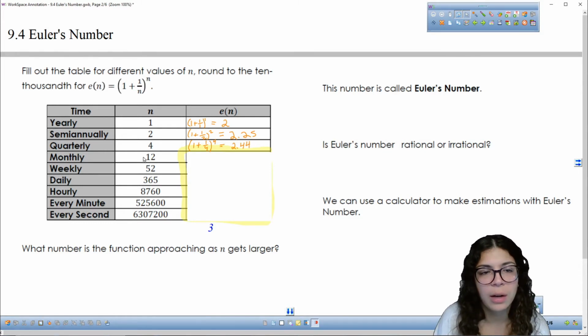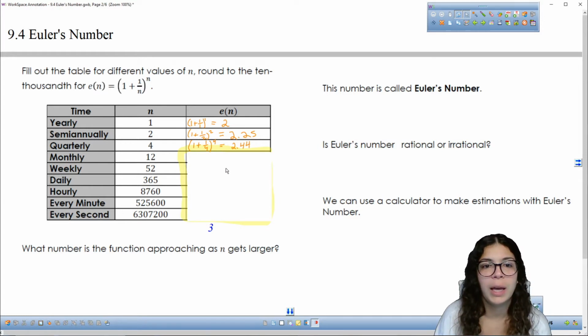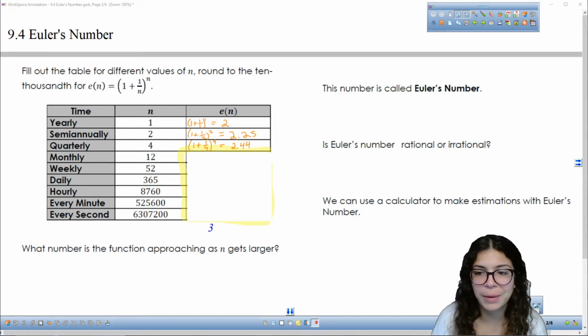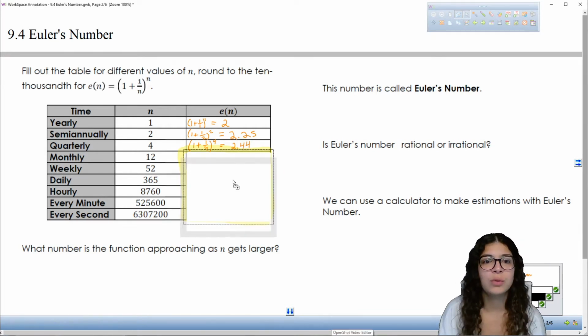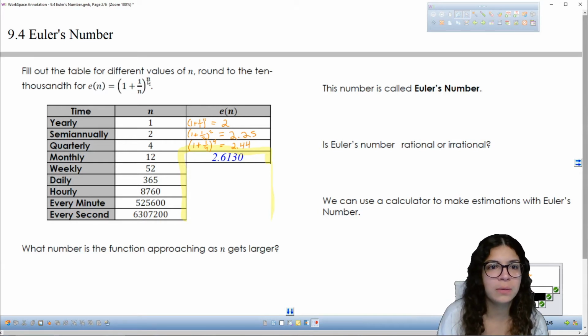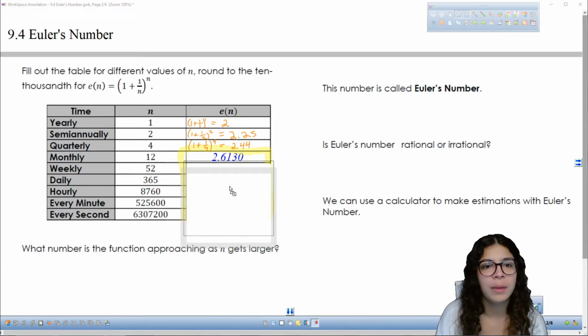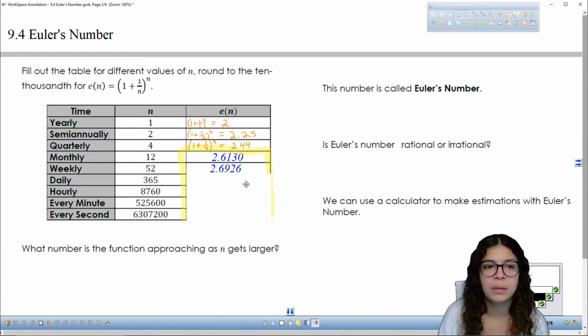And then let's say we continue this further, right? We say we're compounding monthly, so n would then be 12. And for the sake of time, I've calculated these numbers, but I want to show you something. So the next one would be 2.6130. And then what if we are compounding this weekly, right? If n is 52, what would that be? That would be 2.6926.